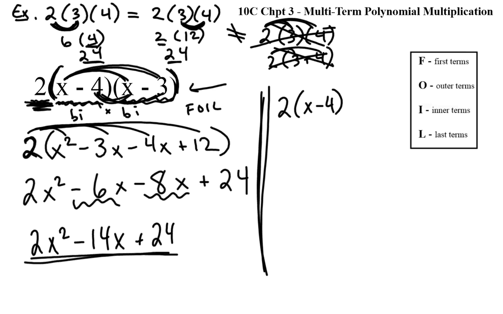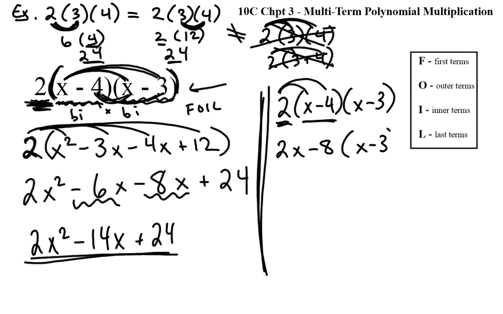Another way to approach this, I could multiply the first 2 factors. 2 times x minus 4. That would be distributive. 1 term times 2 terms. 2x minus 8. But I would then need to take that product and multiply it by the last factor. Well, I don't want to just multiply 8 by it. I need to make sure that this goes into brackets because I want all of 2x minus 8 to multiply by that last term. And again, binomial times a binomial would be FOIL steps.